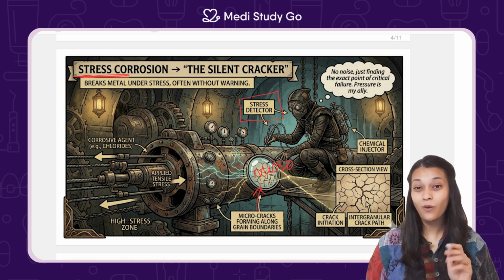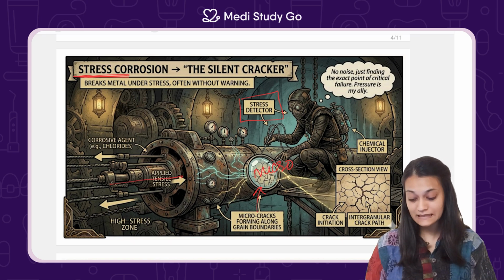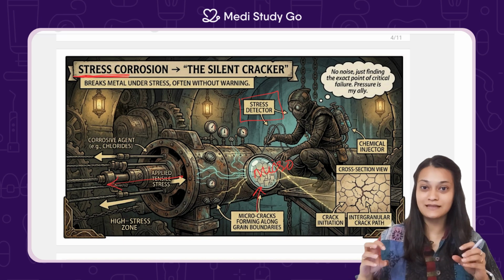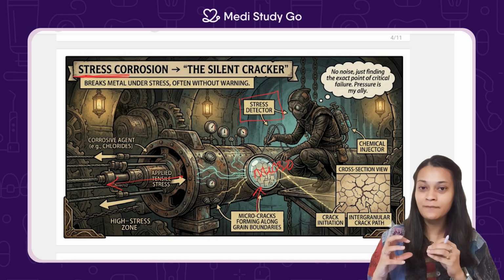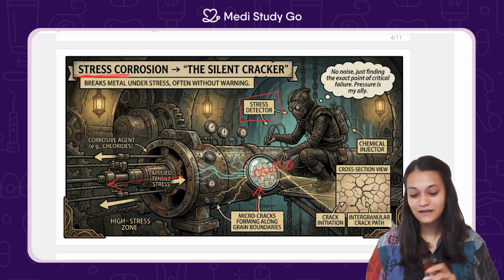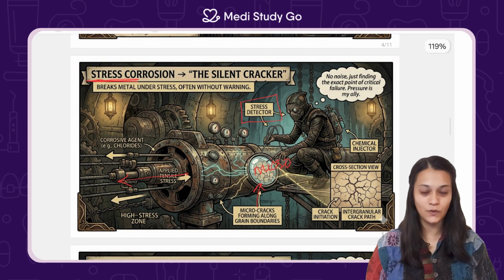Now I know what the corrosive agents present here are, agents like chlorides. What are they going to do? When the tensile strength, which is the pulling strength, is applied, there is already stress generated, and the weaker zone will be impacted by this stress concentration, and the silent cracker is going to play his role here.